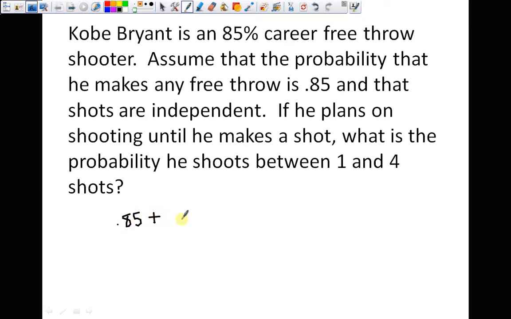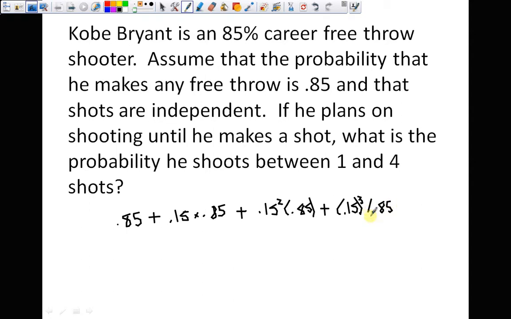What's the probability he shoots exactly 2 shots? He's got to miss the first and make the second. What's the probability he shoots 3 shots? He's got to miss twice. Miss, miss, and I'm going to indicate that like that, miss, miss, and then make. Or he could shoot 4 shots, which would be miss, miss, miss, and finally a make.